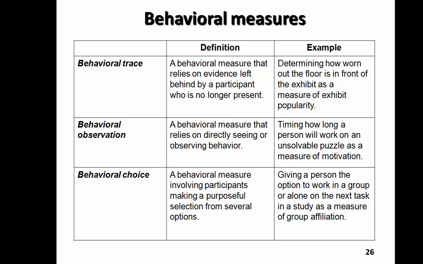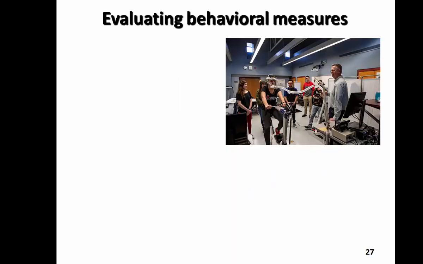And behavioral choice, in this example, providing a person the option to work in a group or alone as a measure of group affiliation, is also possible. In terms of evaluating behavioral measures, there are some concerns that researchers should be aware of, and once researchers are aware of these issues, steps can be taken to mitigate the effects on the outcome variable.